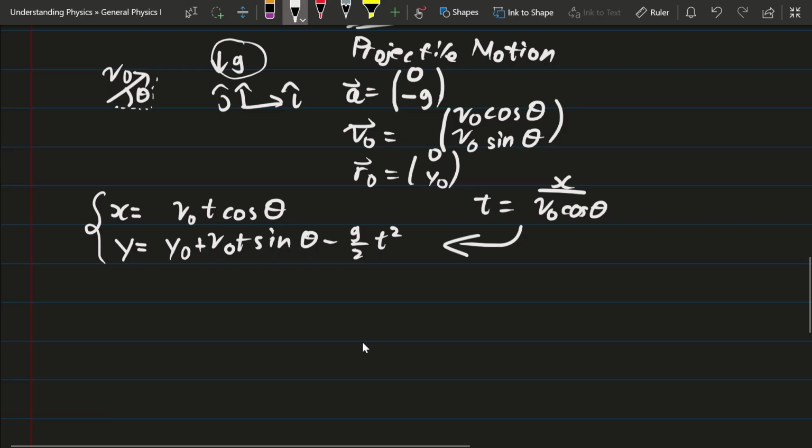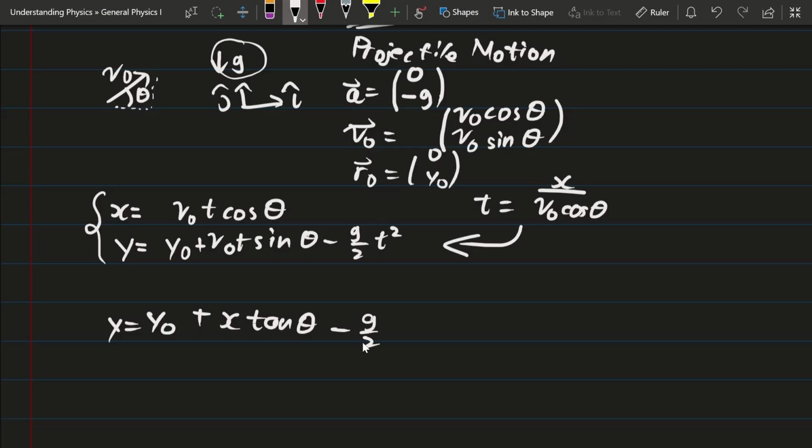If we plug this time into y, we'll be able to obtain y0 plus x tangent theta minus g over 2 v0 squared secant squared theta.